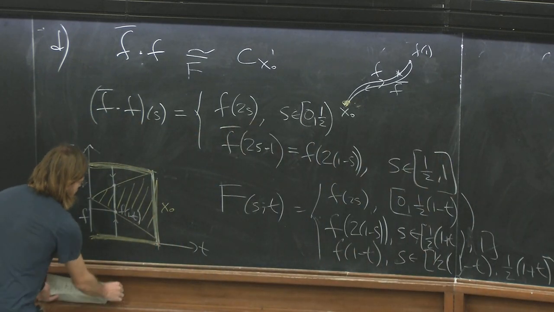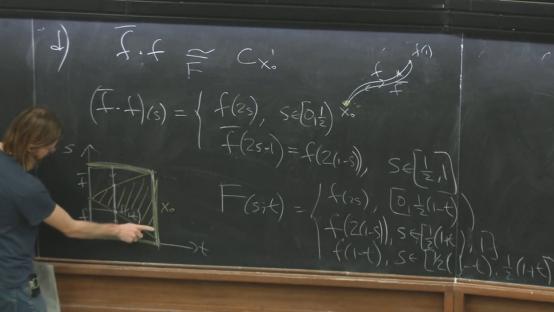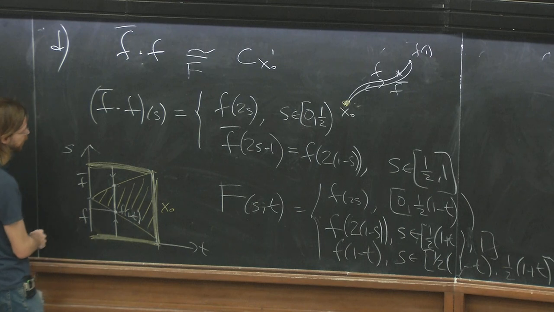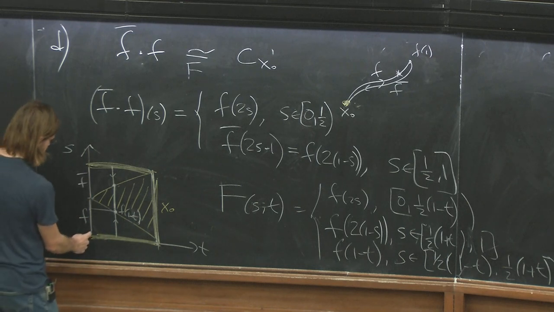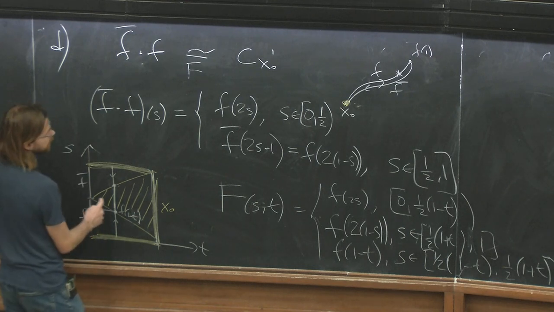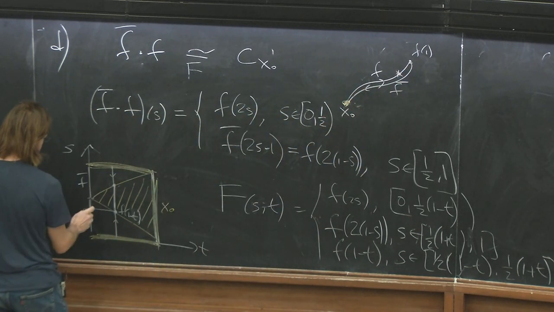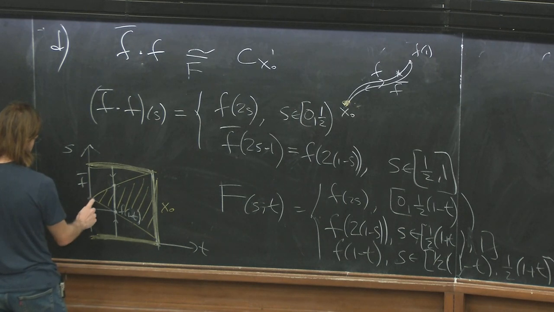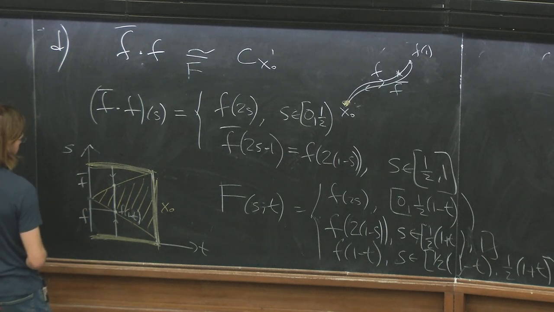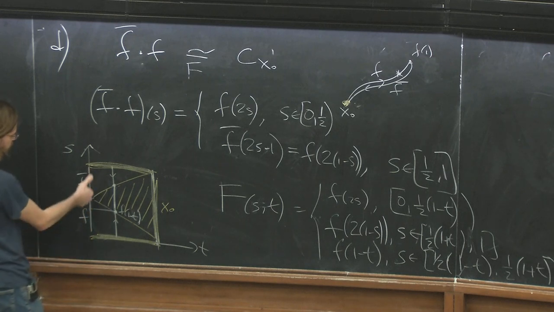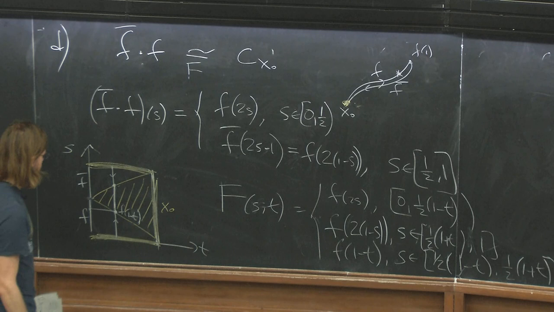So T is in this direction. T is a homotopy parameter, how I deform my path. At the start, I have a composition of two paths, f and then f bar. I split this path into two halves. Here I use the function f, and here I use the function f bar, which is just the same as f, but the argument is changed to 1 minus the argument.